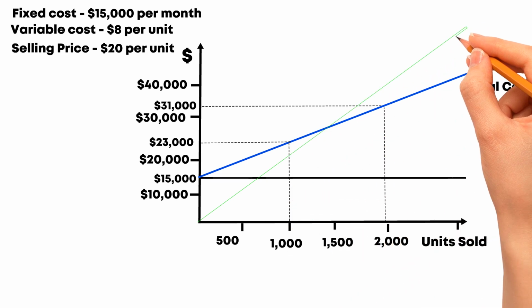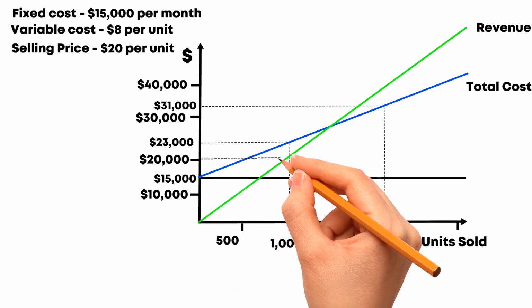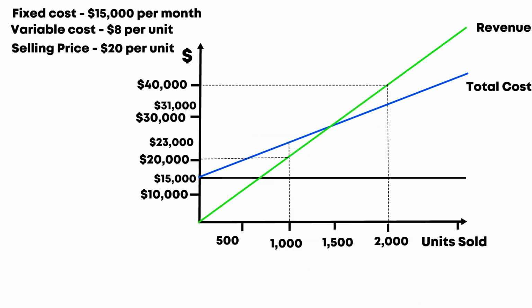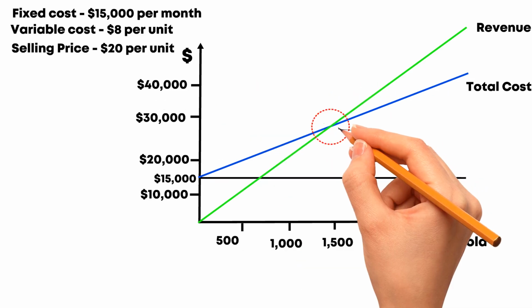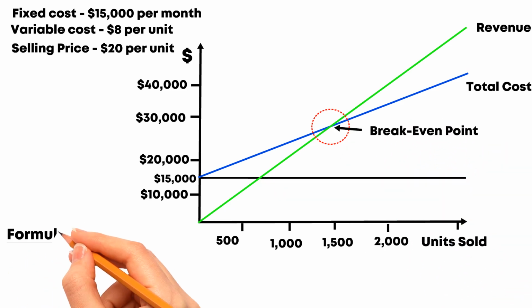Revenue starts at 0, no sales, no money. It rises at $20 per unit, steeper than the cost line, which is exactly what we want. At 1,000 units, revenue is $20,000. At 2,000, $40,000. See where the green revenue line crosses the blue cost line? That's your break-even point.